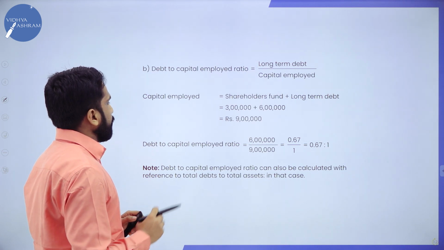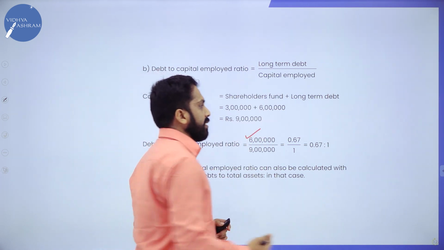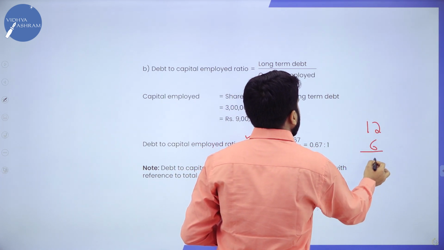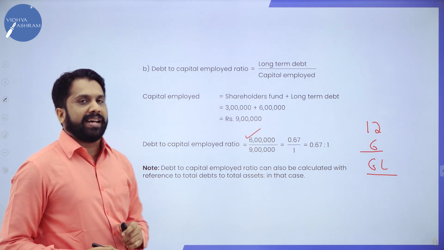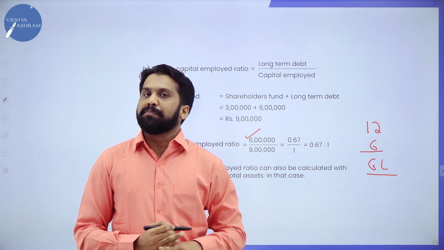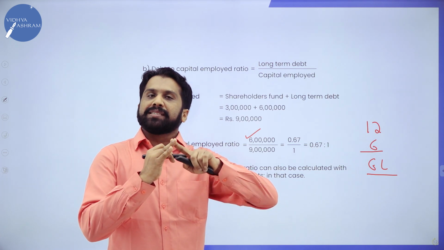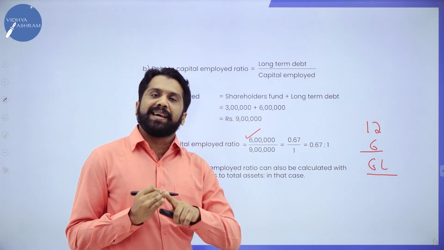Now, what is your long-term debt? It is 6 lakh. How did you get 6 lakh? Total debt is 12 minus current. So, it will be 6 lakh divided by capital employed. We already calculated capital employed. What is the capital employed? Your long-term debt plus your shareholders fund. We call it capital employed.